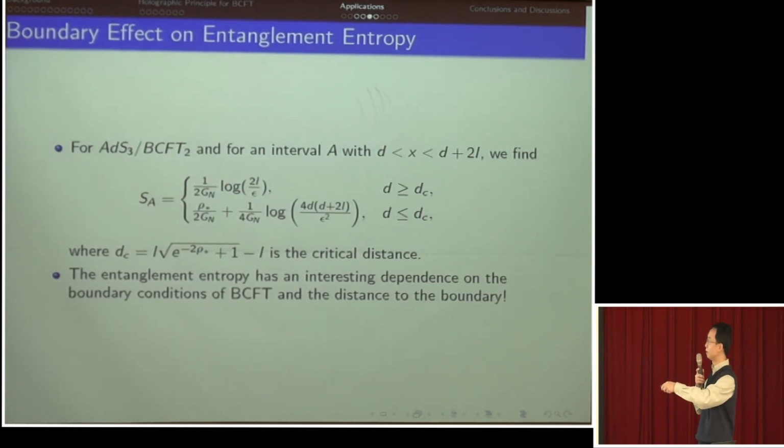But when you get close enough to the boundary, then the theory starts to see the effect from the boundary, and you get a different form of the entanglement entropy. So there's some kind of phase transition here. The value is smooth, but the derivative is not smooth here. So this is an interesting dependence of the entanglement entropy on the boundary, and this, in principle, can be observed in experiment. I don't know how difficult it is to observe it.